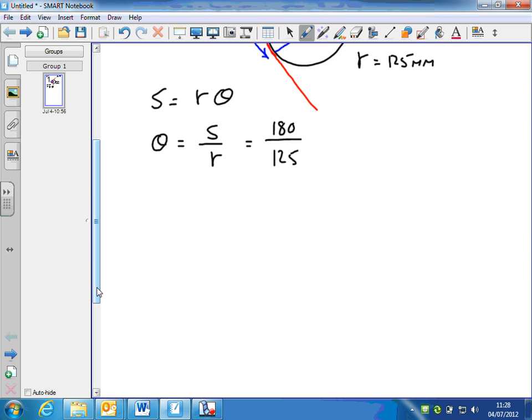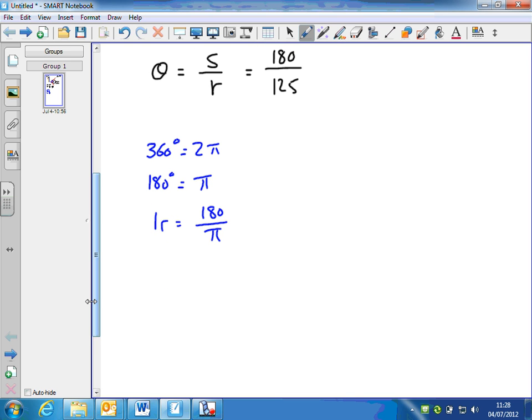So to get that to degrees, I remember that 360 degrees is 2 pi radians, so therefore 180 degrees is pi radians. I want to know what radians is in degrees, so I need to know what 1 radian is, so therefore 1 radian equals 180 divided by pi. So what's my theta in this particular case? Therefore theta equals 180 over 125, which is my angle in radians, times 180 over pi.